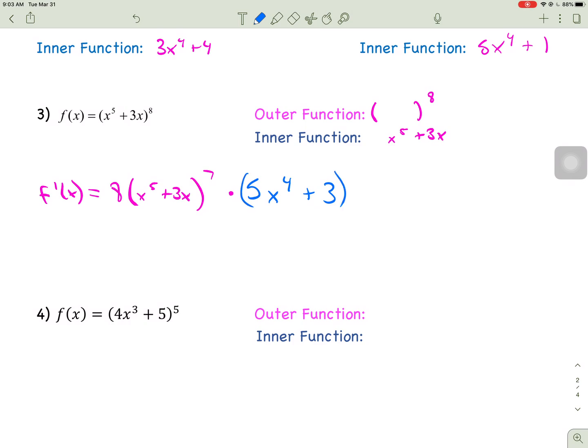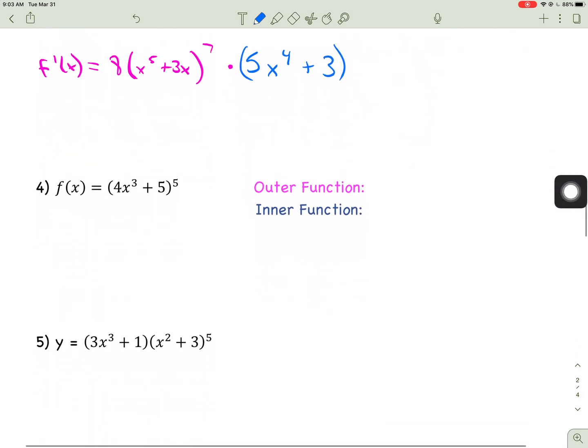And you could leave it like that. Some people like to multiply the 8 by this inner function derivative, but you don't have to. Derivative of the outside times derivative of the inside. Let's try another.